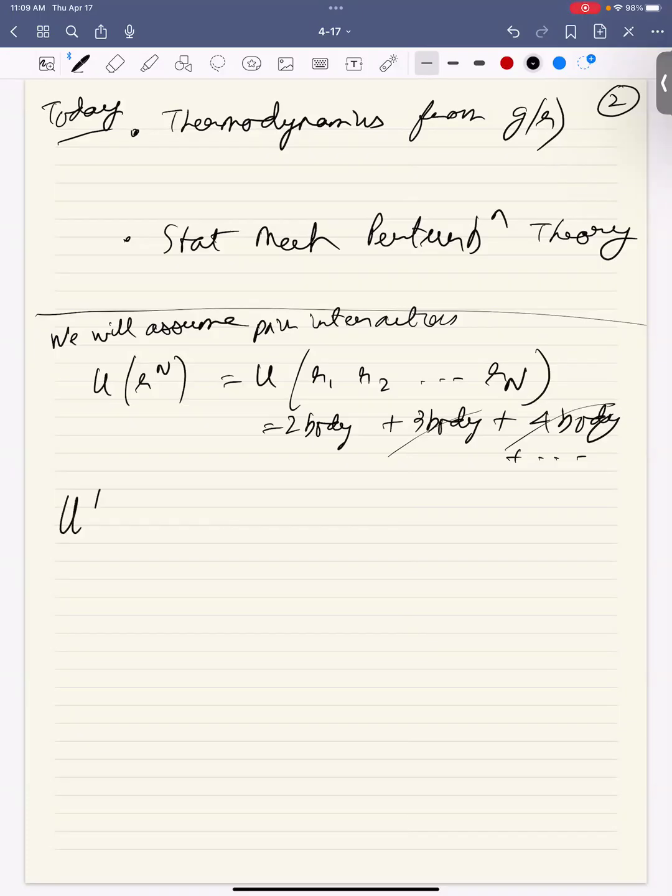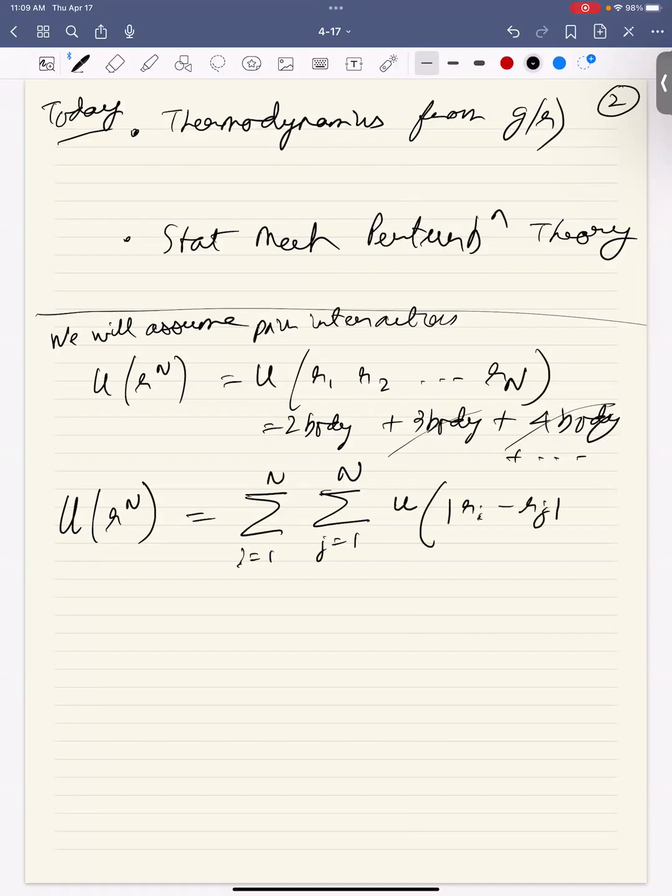So how do I write down mathematically a potential that is made up of only two body terms? That's going to look like U of Rn is equal to the sum over i equal to 1 to n, j equal to 1 to n, of some little u, which depends only on Ri minus Rj. If you're only going to look at two body terms, there is no point talking about angles, right? You cannot define an angle with only two body terms.